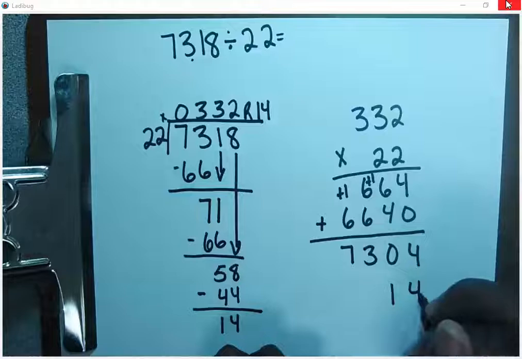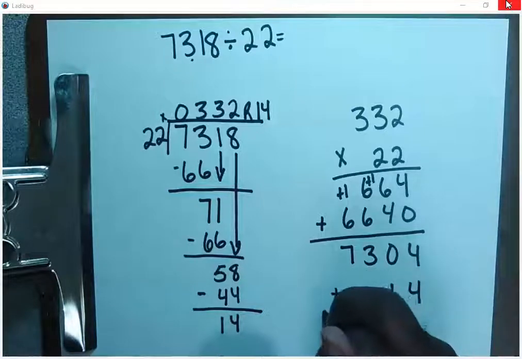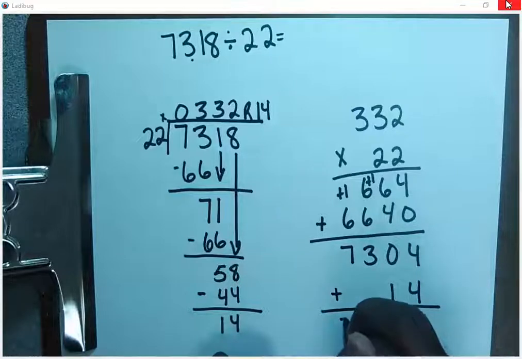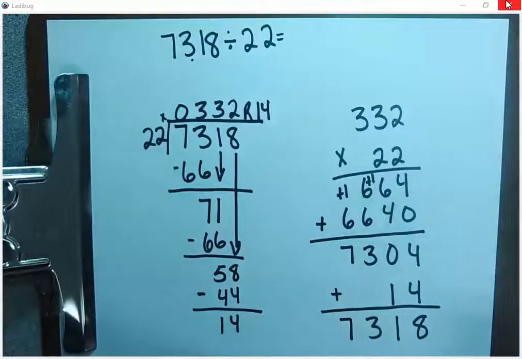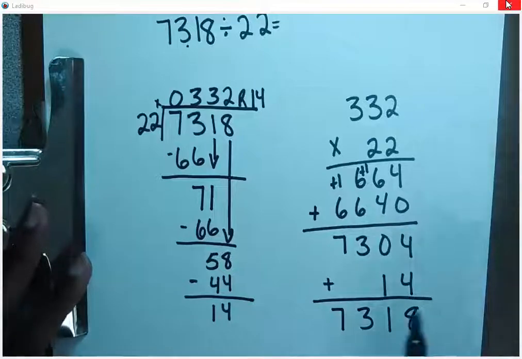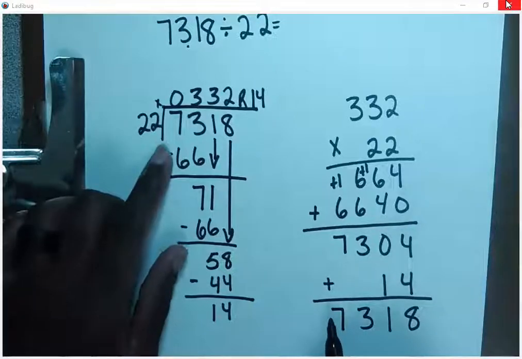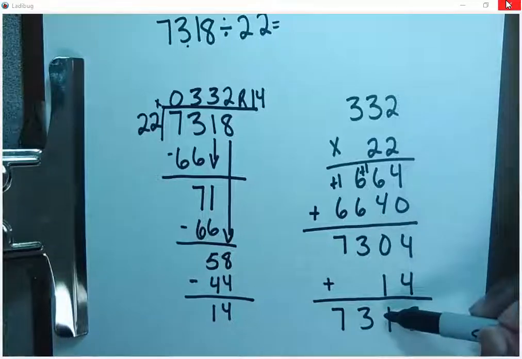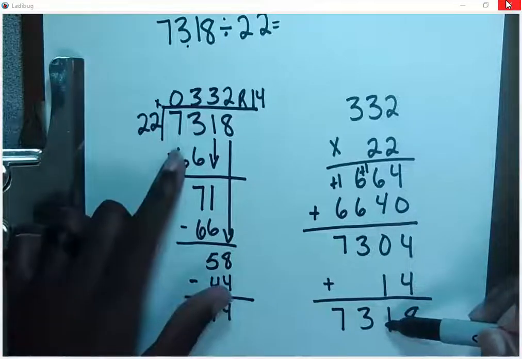If I don't end up with that, that means my math is wrong somewhere. Now I got to go back and recheck my work. 8, 1, 3, 7. So I'll confirm my answer twice. I check with the calculator and I check by doing the opposite of my original operation, which was dividing. I check my work by multiplication and then adding to make sure I get my same dividend back.